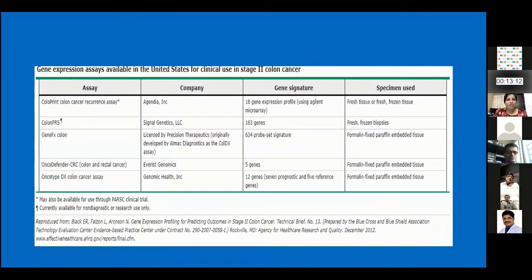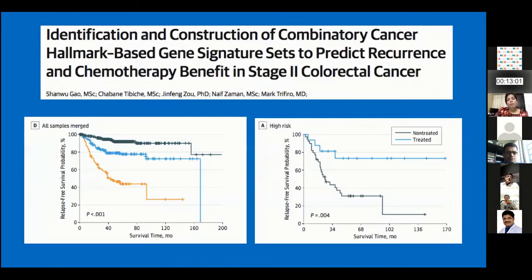Similarly, we have data on ColoPrint, Oncotype DX, and CancerTYPE ID, and in fact that was also studied as a part of the NSABP C-07 trial. But all of these, as Dr. Shaina mentioned, are prognostic and not predictive of benefit from chemotherapy.